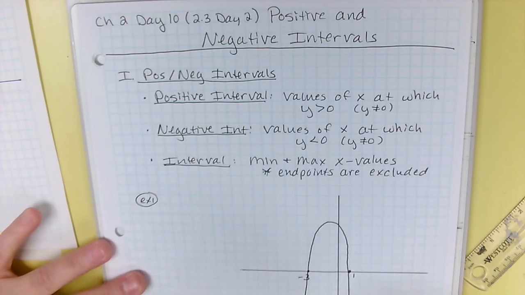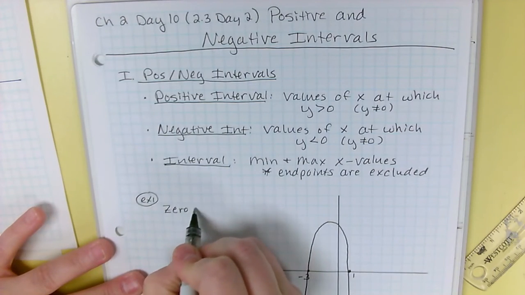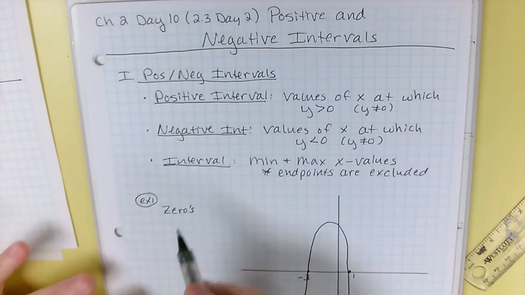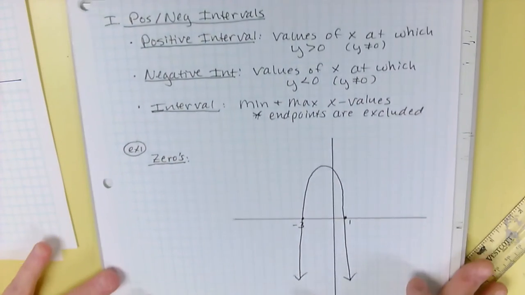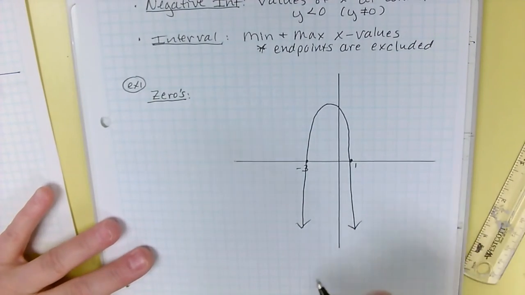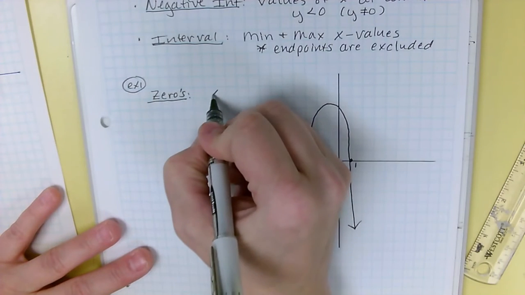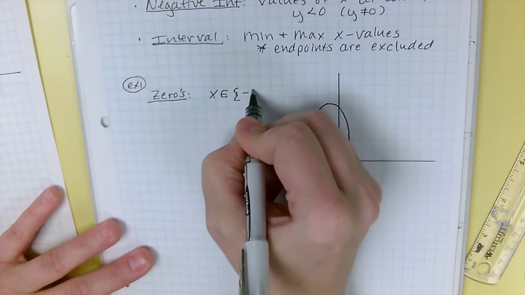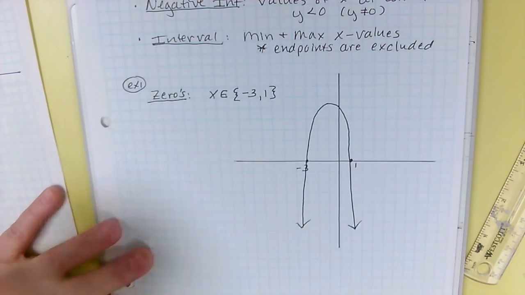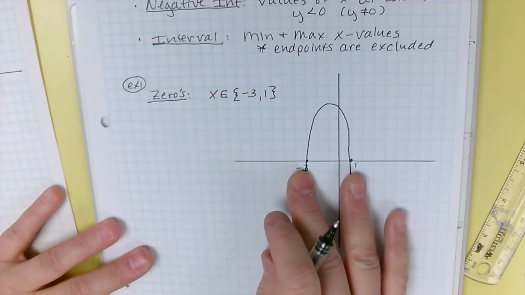So on your homework, the first thing they're going to ask you for are the zeros of the function. The zeros of the function are where y equals 0. So there are two places here and here where y equals 0. Those are the zeros. So the notation for that is roster: x is an element of the set containing -3 and 1. That's where my zeros are.